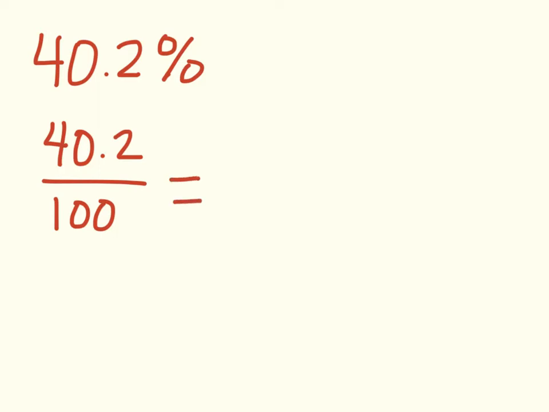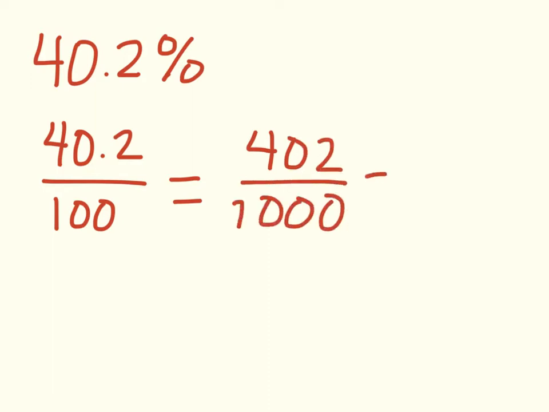So we need to multiply both the numerator and denominator by 10 to make our numerator a whole number. That gives us 402 over 1,000. Now we simplify. Each is divisible by 2, giving us a simplified fraction of 201 over 500. There we go.